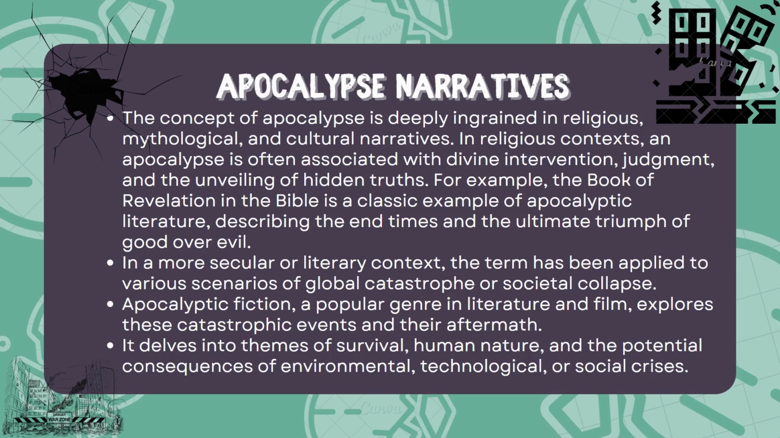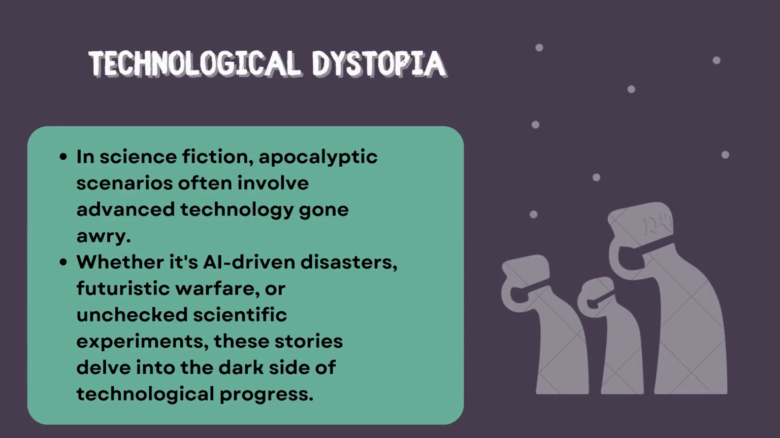So, in a more secular or literary context, the term has been applied to various scenarios of global catastrophe or societal collapse. So, apocalyptic fiction, a popular genre in literature and film, explores these catastrophic events and their aftermath. So, it delves into themes of survival, human nature, and the potential consequences of environmental, technological, or social crisis. So, these are the upcoming concepts that deal with apocalyptic narrative. So, the first one is technological dystopia.